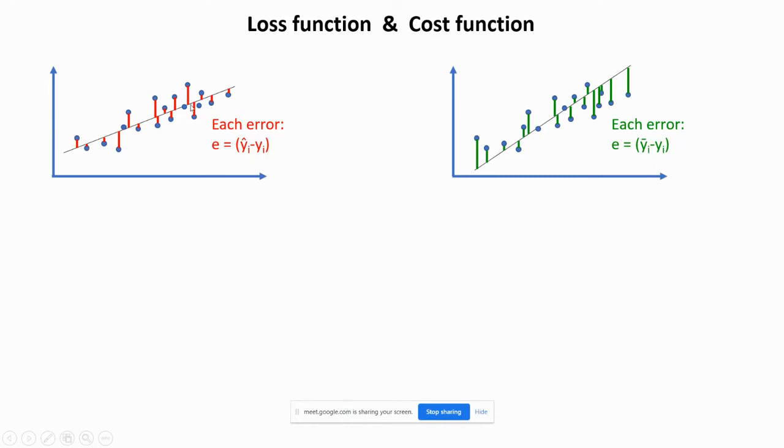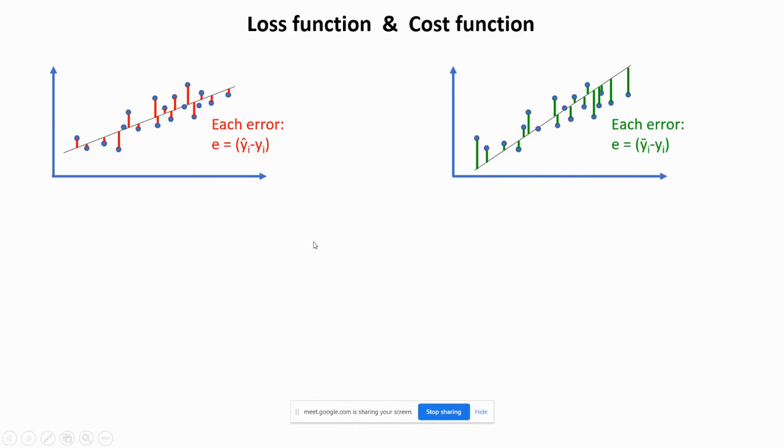Right? So any point which lies on this line should be y cap i. That means error equals prediction minus actual. Exactly, yes, that is what error is. Now it's clear. Thank you.